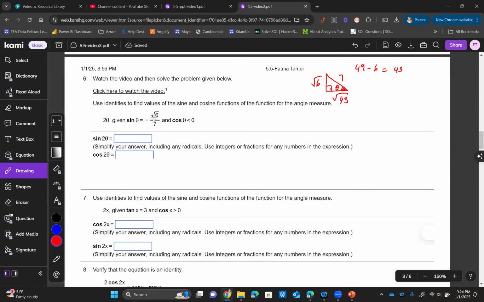So you have the sine of theta, but you are also able to find the cosine of theta as adjacent over hypotenuse, which is root 43 over 7. And the problem tells us that cosine is a negative number, so we have to just use it as negative root 43 over 7. Then we have the formula for sine 2 theta, and we have the values to place in. And we have the formula for cosine of 2 theta, and we have the values to place in for number 6.